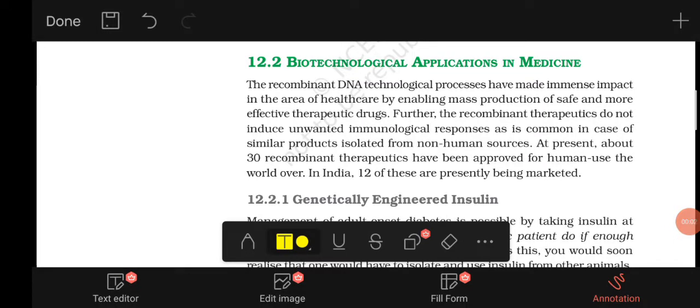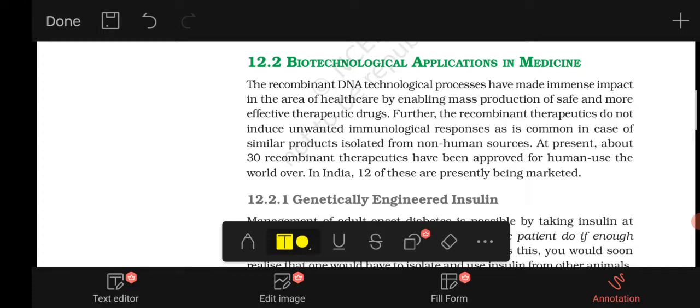So this is now a very important part of this chapter, and most of the questions come from this part also, because this is very important, and this is, I would say, an upcoming or growing field in future, and it has a bright future. All those vaccines and other products and drugs on which research is going on are based on the biotechnological applications in medicine. So we'll start this para now.